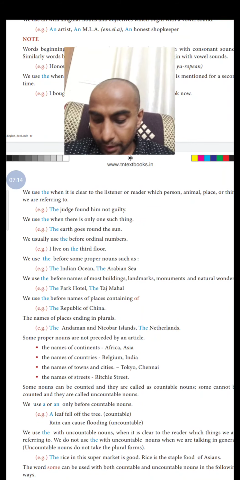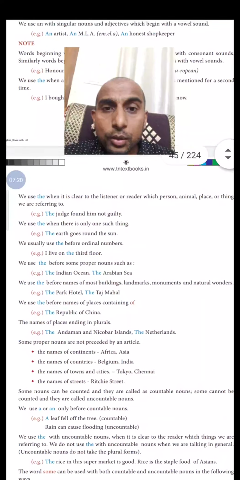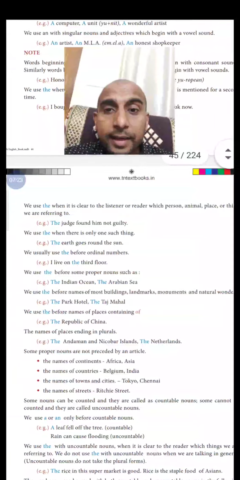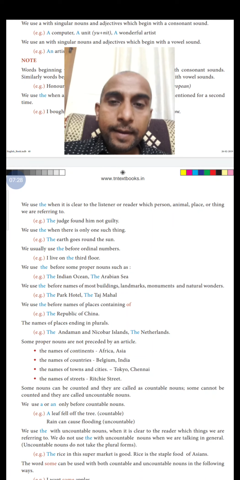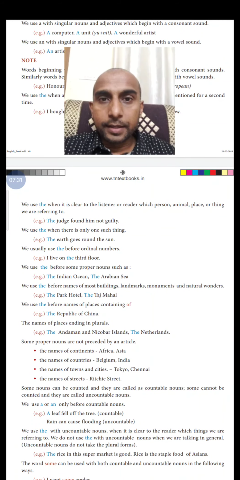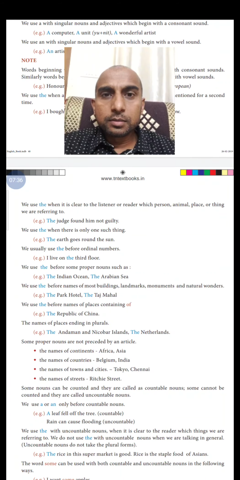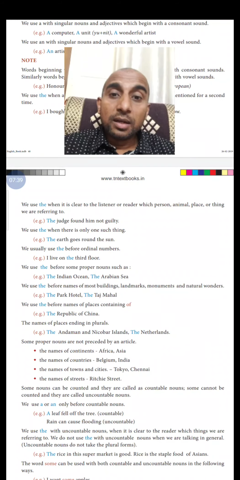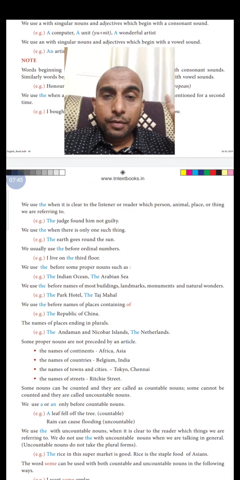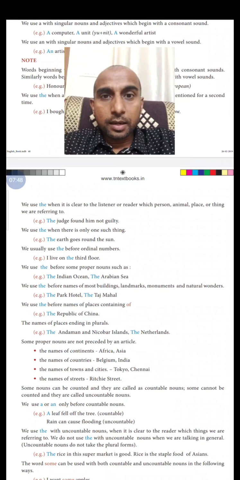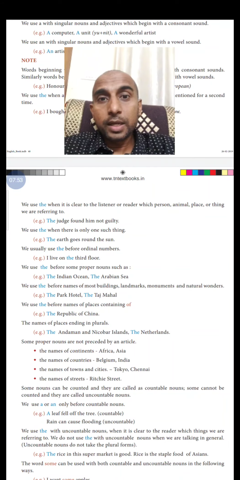So, page number 41. Now, we use the when it is clear to the listener or reader which person, animal or thing we are referring to, when the person knows to whom we are referring. For example, the judge found him not guilty. Now you know the person. If you had not known the judge, you would say, a judge found him not guilty. But when you know that person, you are watching the judge there. What did the judge do? The judge found him not guilty. So when you know the person, you use the.